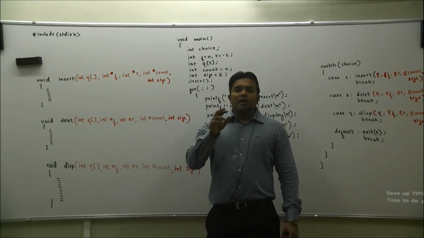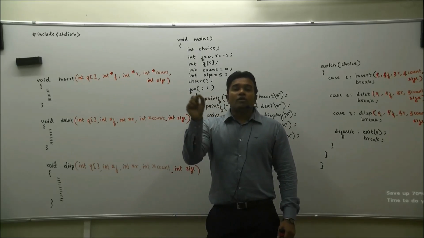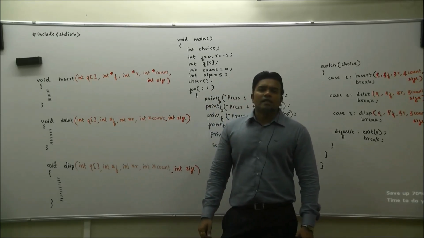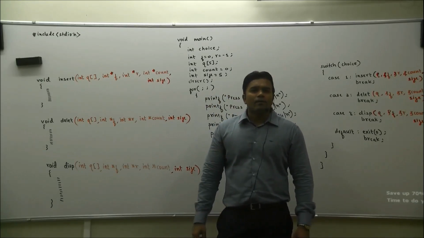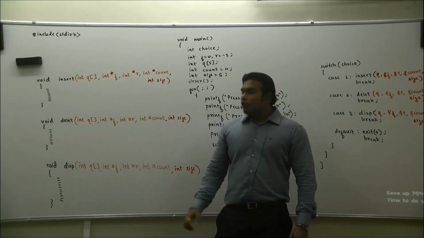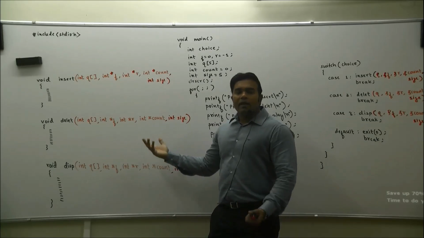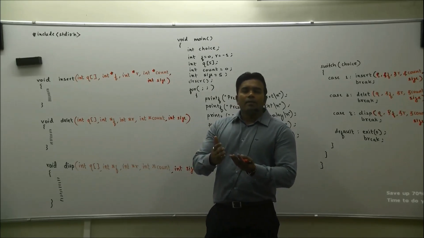When I tell r equal to r plus 1 modulo size, I am only using size. Where am I changing size? Where have I told plus plus size, minus minus size? Where have I told? When you are not at all altering the size value, then what is the fun in passing it by reference?